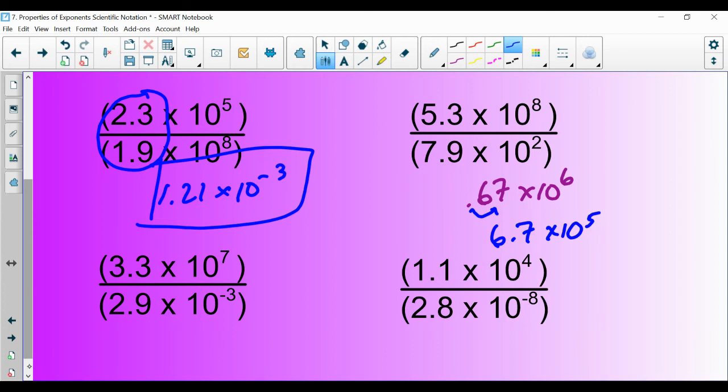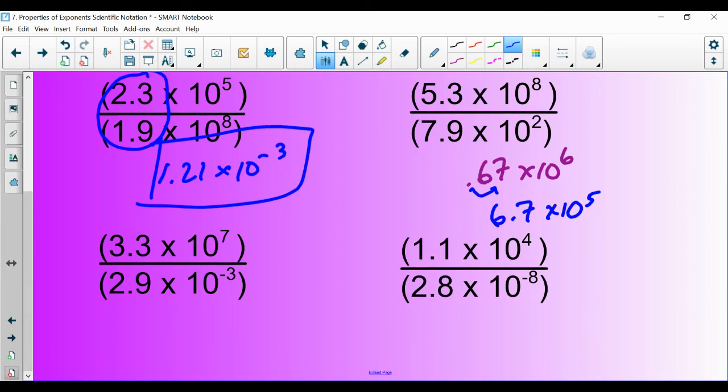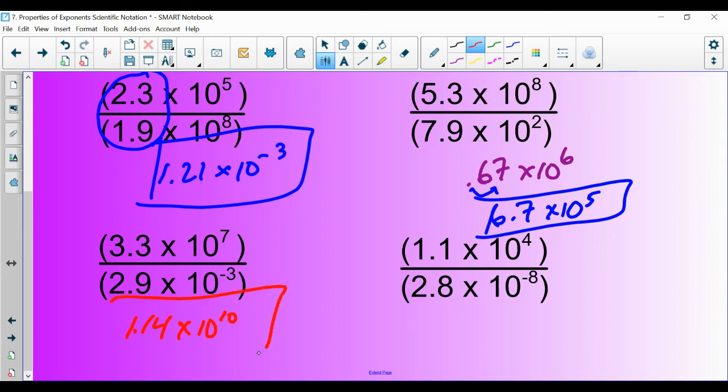Once again, go ahead and pause it here, see how you do. Then you'll evaluate that when I go over it here now. 3.3 divided by 2.9 gives you 1.14 times 10. Here we are dividing with the same base, so you'd subtract their exponents, and 10 minus negative 3 is actually just 10. So 1.14 times 10 to the 10th power would be the answer there.